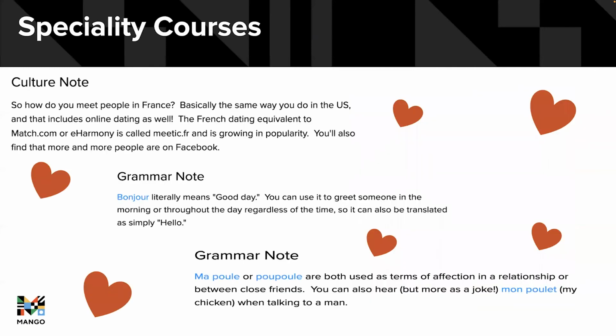Next, we're going to see some of the culture and grammar notes that come straight out of the romance specialty course. Up at the top, there's a really cute note about how do people meet in France. Well, really similar to how we do here in the US. Online dating is very popular in France as well. And while we have Match.com, eHarmony, and a bunch of other online-based mobile apps, the French use something called Meetic. It's growing in popularity, and it is highly utilized for dating within the country.